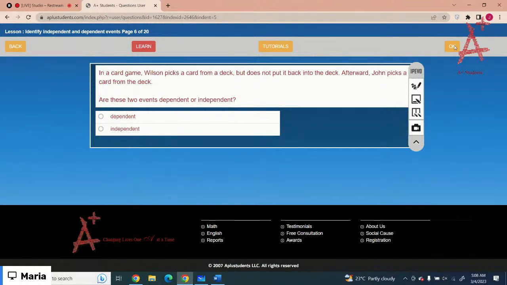In a card game, Wilson picks a card from a deck but does not put it back into the deck. Afterward, John picks a card from the deck. Are these two events dependent or independent? They are dependent events, got it? Because he doesn't put the card back. Now John has one less option than Wilson.